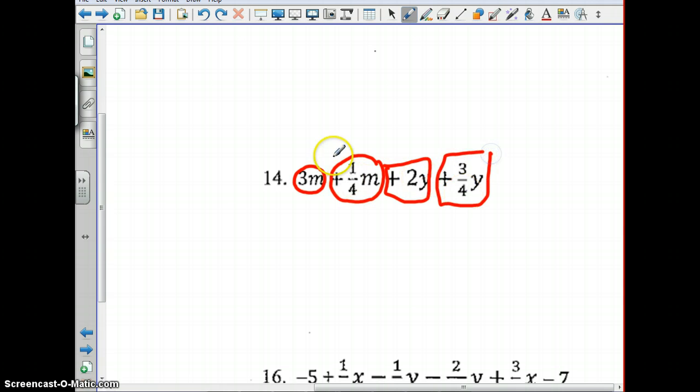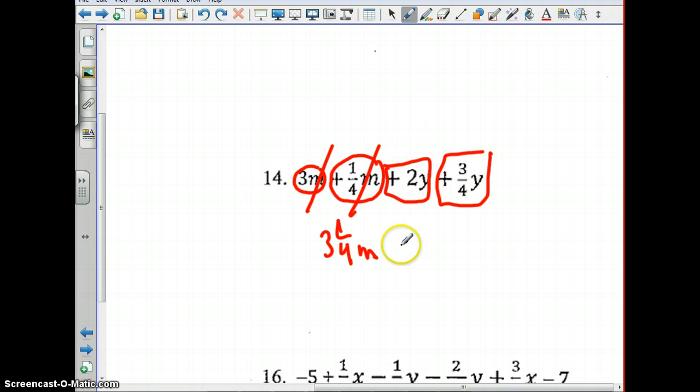We can put those together. 3m plus 1/4 m is? 3 and 1/4 m. All right, so we're done with those. I like to cross them out because when you get really big problems, it makes it easier to keep track of what you've done. Plus 2.